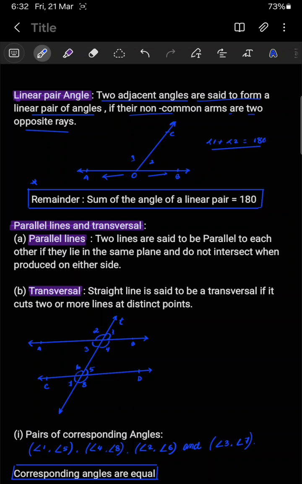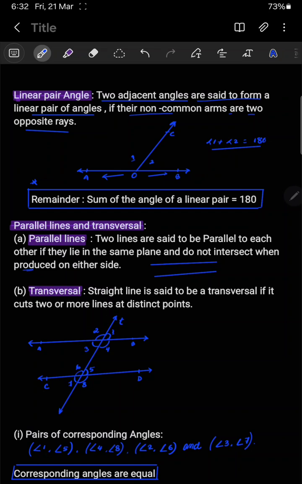Then you have to know about parallel lines and transversal. So what is a parallel line? Two lines are said to be parallel to each other. So let's draw two lines. This is one line and this is another line. These two lines are said to be parallel to each other if they lie in the same plane and also do not intersect when produced.